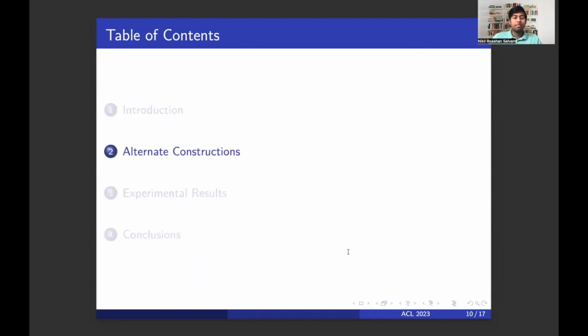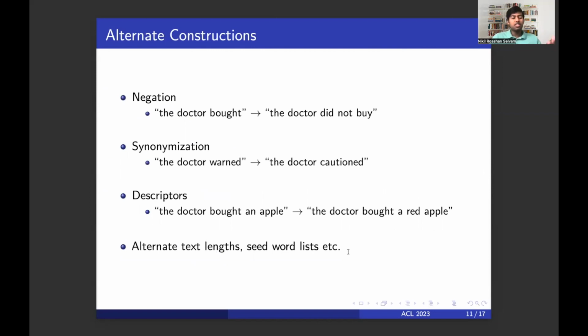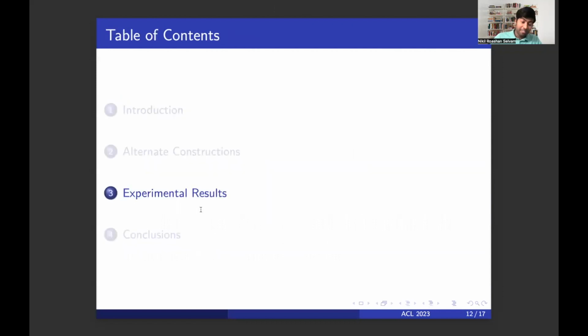Here are some concrete examples of alternate constructions. So one such alternate construction that we explore is negation. So say we change the verb from the doctor bought to the doctor did not buy. We of course expect that this should not have any significant effect on the measured gender occupation bias. Another example is adding a descriptor such as an adjective. So if we replace the doctor bought an apple with the doctor bought a red apple, once again, we expect this to have no significant effect on the measured gender occupation bias. However, our results say otherwise.